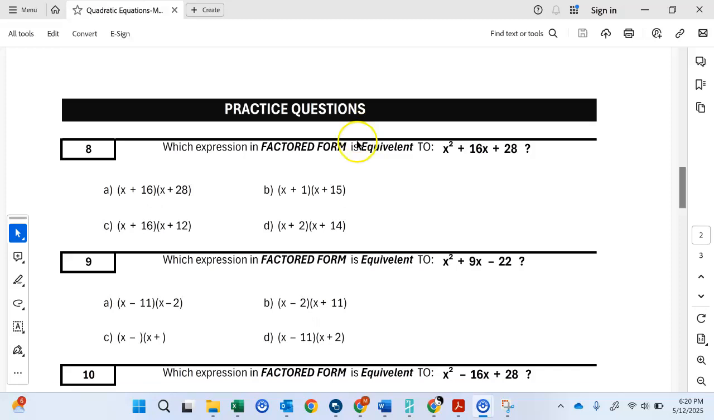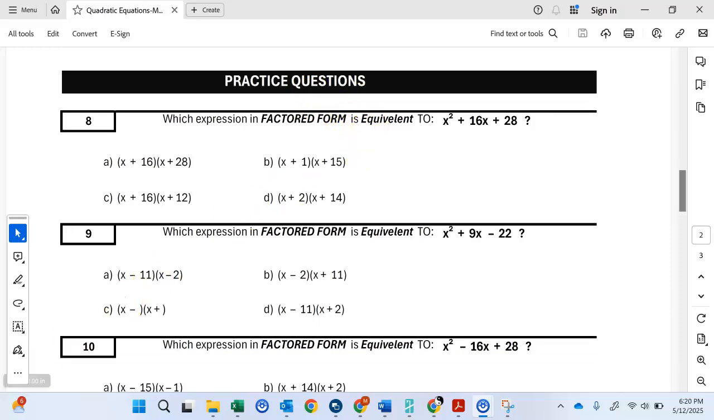Okay, so now you're ready to do the rest of the practice questions, and make sure you put them in Canvas to get credit for the assignment.